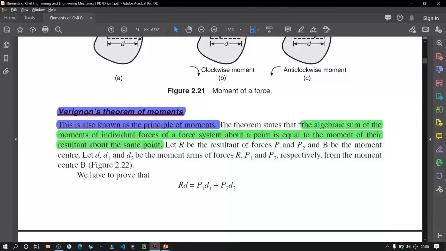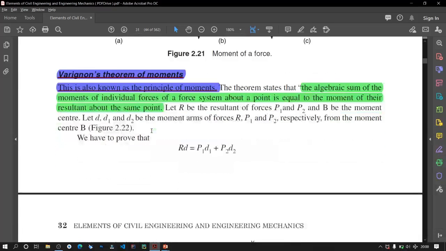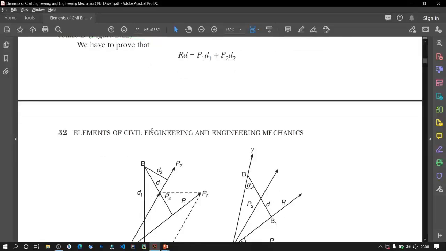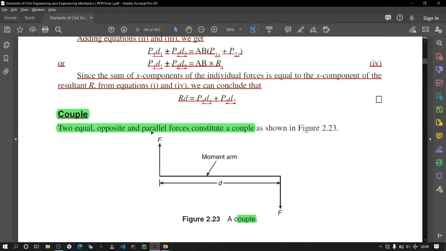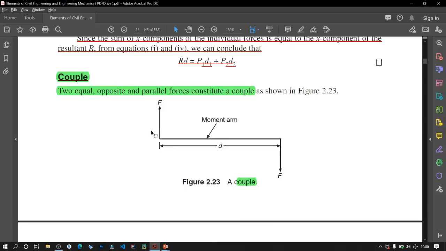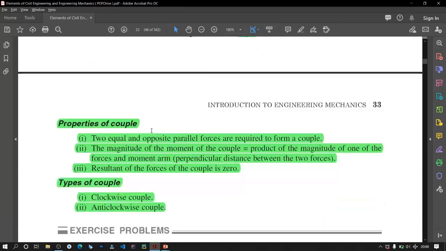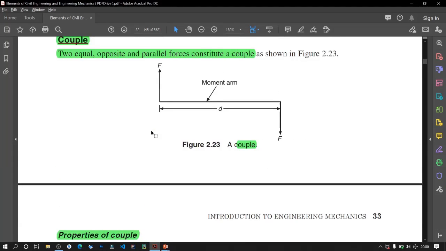Varignon's theorem I am going to explain on paper. After this video, I will record another video by phone on the copy and send it. Now, couple is not a huge thing. Most of the questions are not coming from here, so just relax and you just have to learn it.